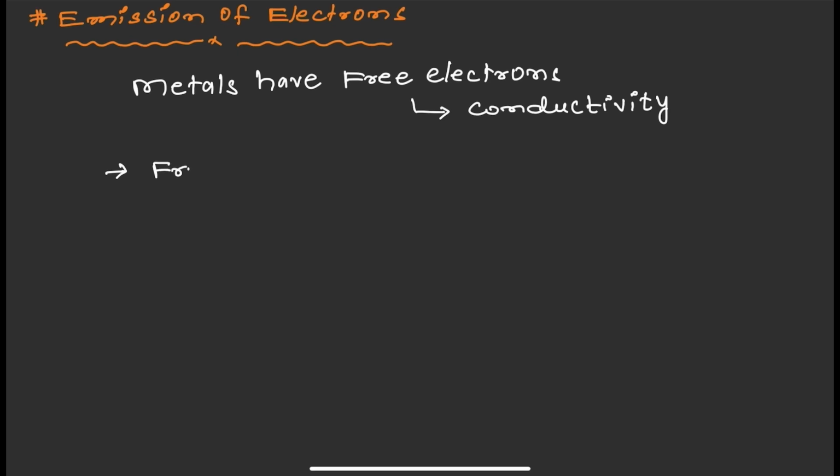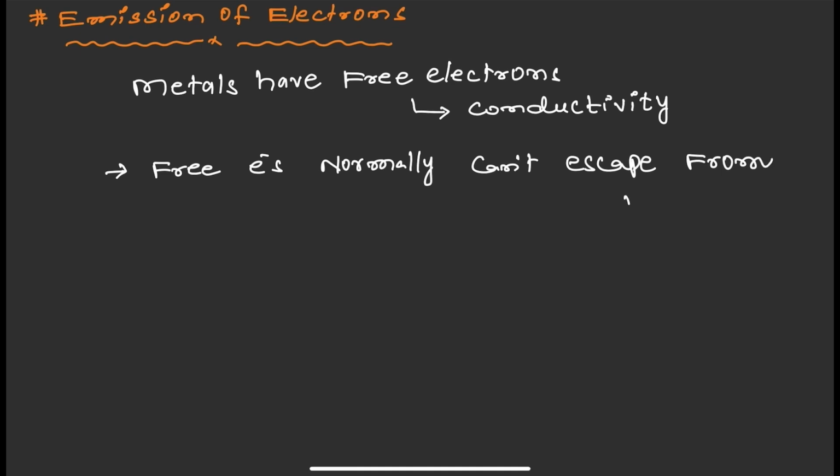Free electrons normally cannot escape from the metal surface. Why? What is the reason?